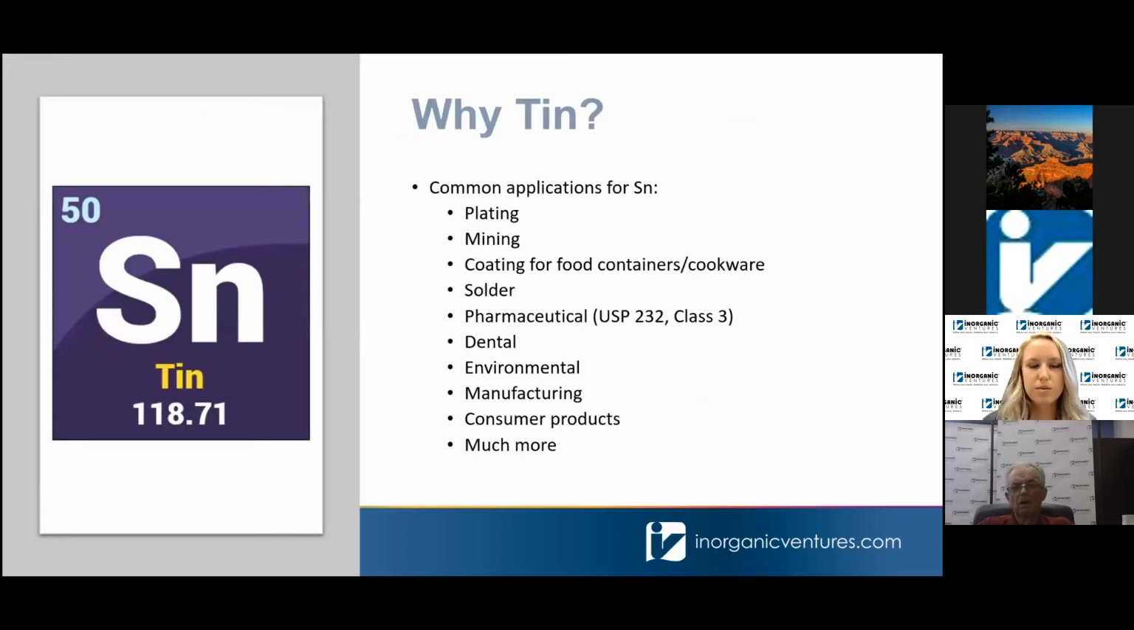So that brings us to tin. Tin has lots of testing applications as well, kind of similar as for mercury. Tin is an analyte under USP 232. It's a class 3 impurity, whereas mercury is a class 1. There's also applications in environmental, of course, manufacturing. A lot of cookware coating is made from tin, tin cans. So lots of applications for tin and lots of folks interested in the levels of tin in the samples.